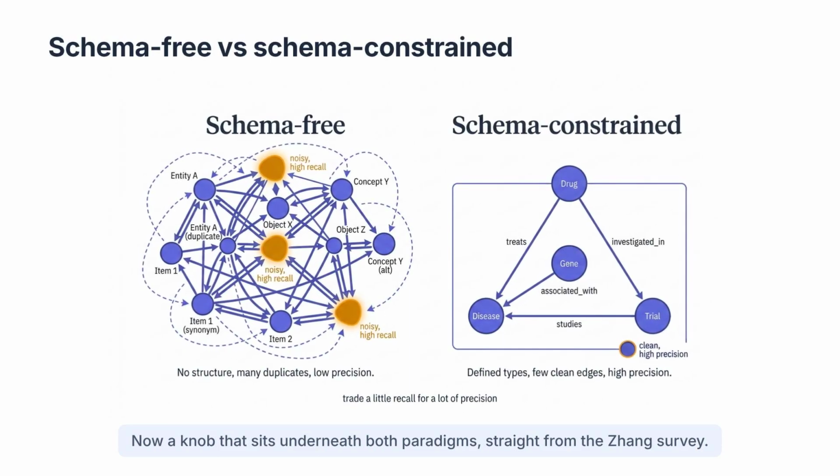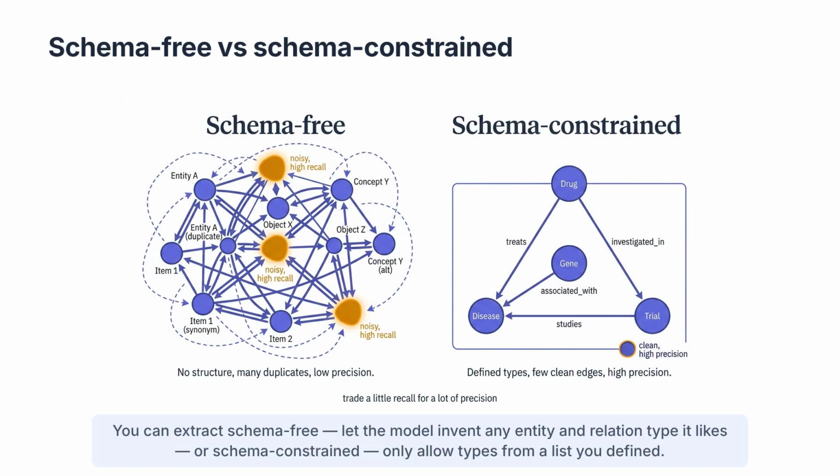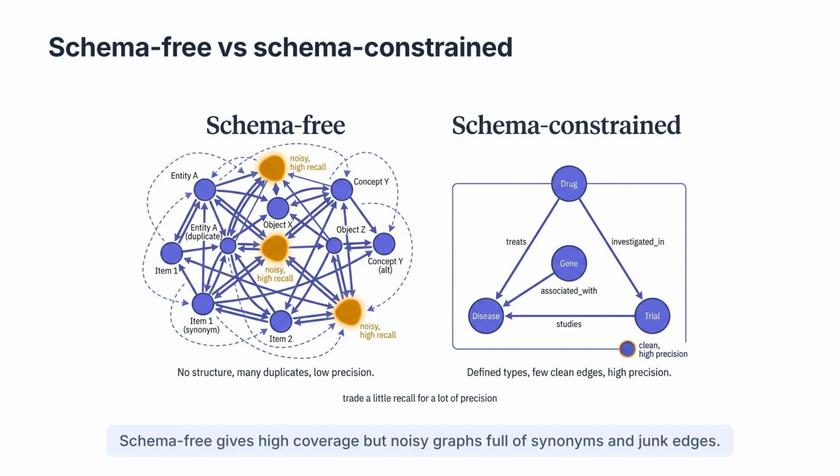Now a knob that sits underneath both paradigms, straight from the Zhang survey. You can extract schema-free, let the model invent any entity and relation type it likes, or schema-constrained, only allow types from a list you defined. Schema-free gives high coverage, but noisy graphs full of synonyms and junk edges. Constrained trades a little recall for a lot of precision.